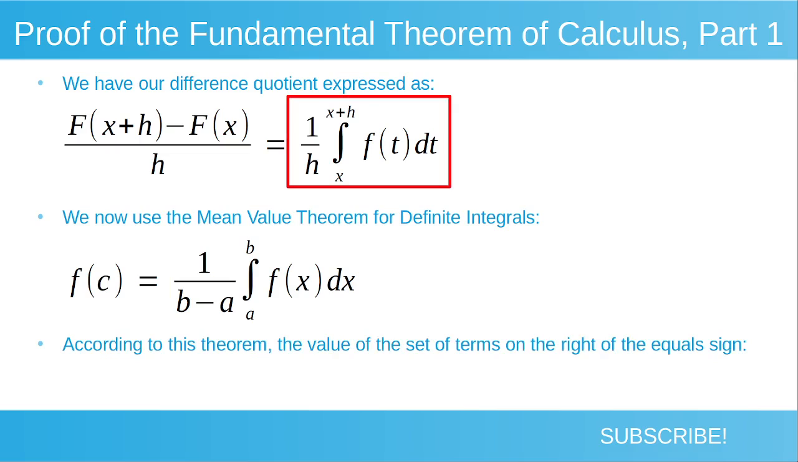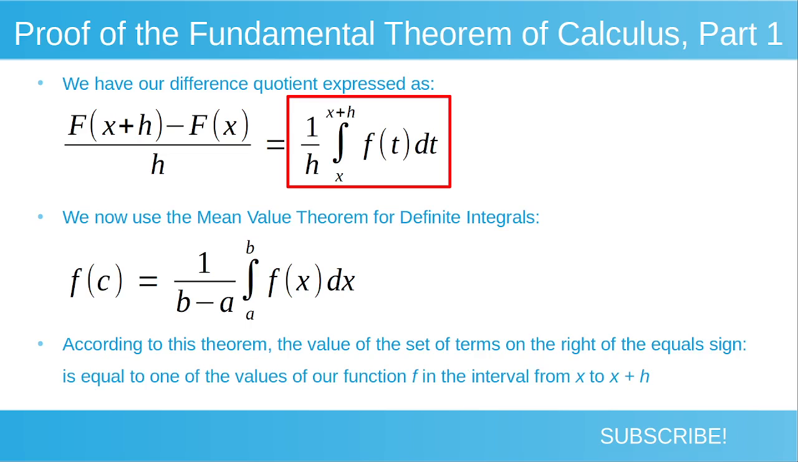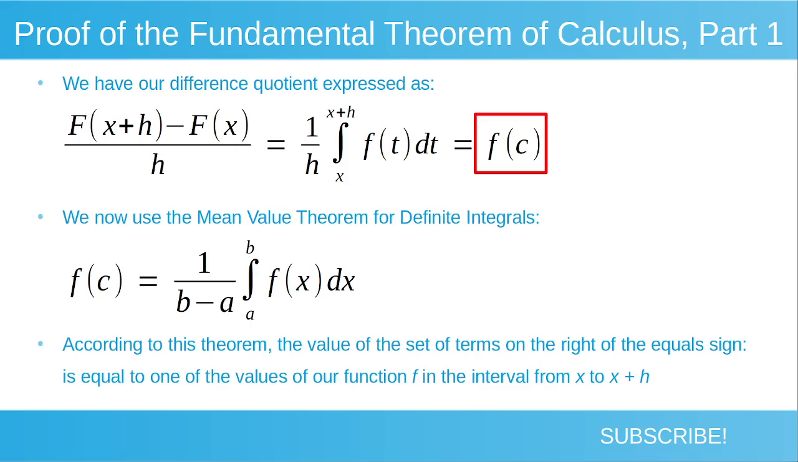According to this theorem, the value of the set of terms on the right of the equal sign inside that red rectangle is equal to one of the values of our function f in the interval from x to x plus h. And we refer to that value of the function f as f of c, highlighted here in that red rectangle.